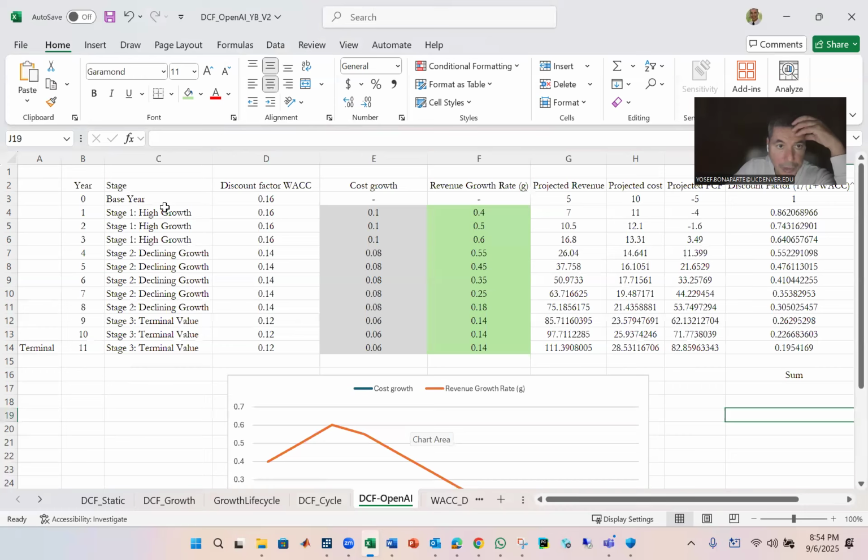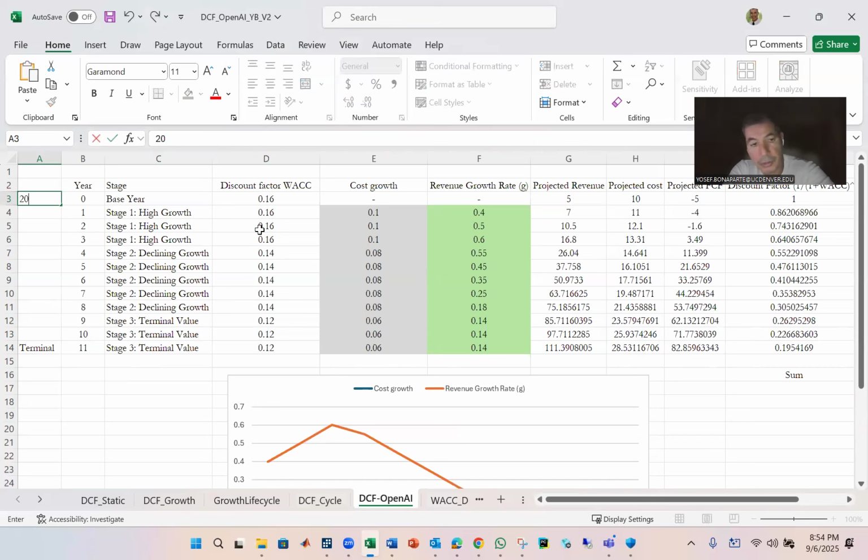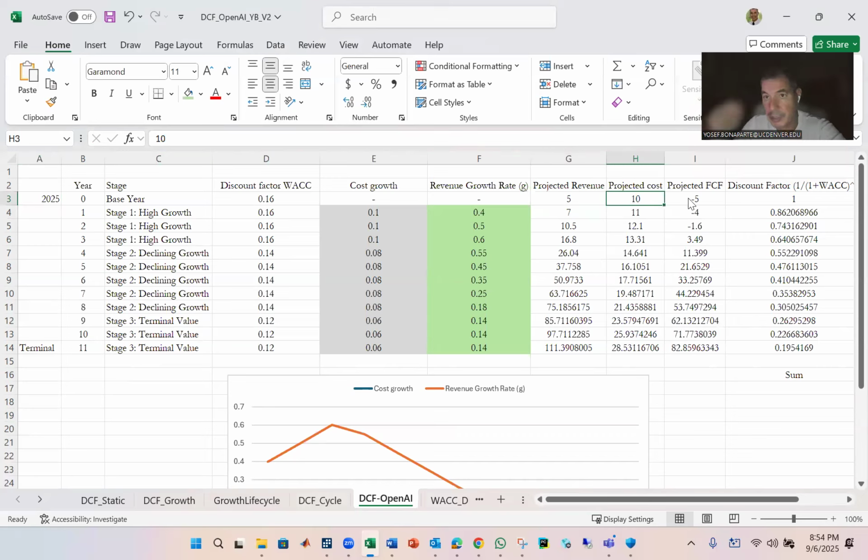OpenAI. The base year, which we have here in 2025: the revenue for OpenAI is 5, the cost is 10. OpenAI, as of today, is burning $5 billion a year. Their revenue is 5 billion, their cost is 10 billion, they're losing 5 billion. By the way, most of the AI companies are losing. We talk about AI, but all these companies are losing and they're going to go bankrupt eventually, and a few of them will survive. It's like what happened in the dot-com bubble, basically.